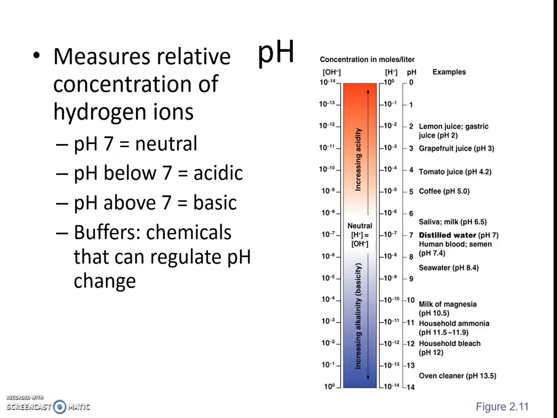Here we actually see the pH scale, and pH is measuring the relative concentration of those protons or hydrogen ions that are being released from different substances. And if we have a pH of 7, we say it is neutral, and this is really based on the nature of water. Water does dissociate into a proton and a hydroxide ion, but they're always in equal amounts. So everything is based on that.